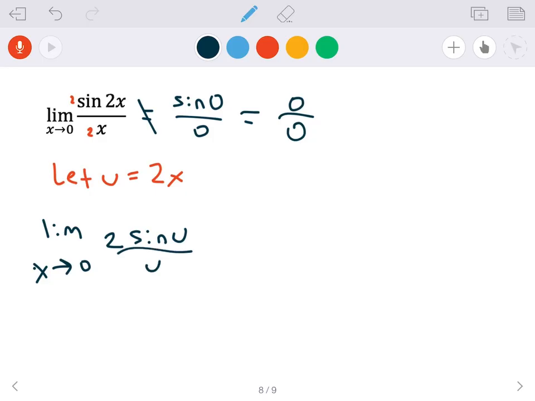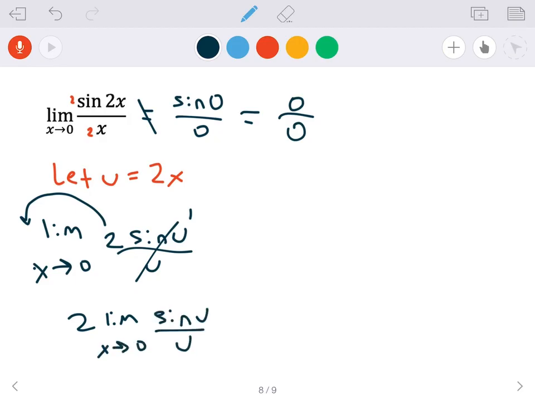And then I like to just say the limit as x approaches 0 of sine of u over u is equal to 1. What you're properly doing there is you're pulling this 2 out front of that limit. You're saying this is 2 times the limit as x approaches 0 of the sine of u over u, which we know is a special limit, and so we're saying 2 times 1 equals 2.